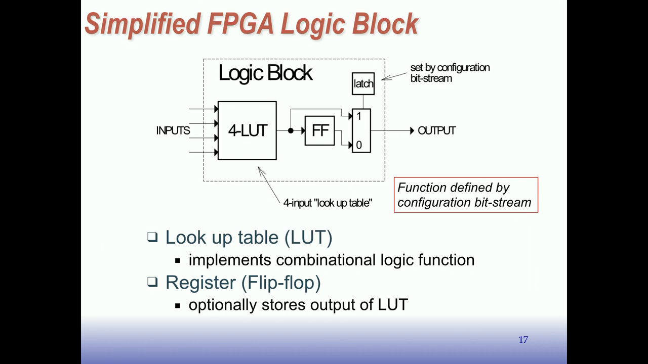And then there's an optional flip-flop here. The reason this mux is here is so that the user, by setting that latch, can decide if the output is the output of this lookup table or the output of the registered version, the stored version of that output. So this gives a way to introduce flip-flops into the design where needed, by programming in whether or not to use that flip-flop in this particular place. All right. The function in the LUT is defined by the configuration bit stream.